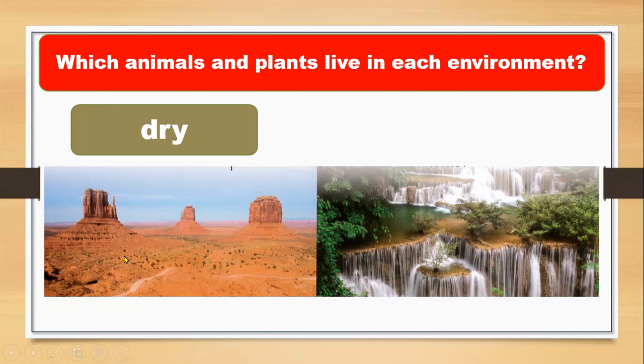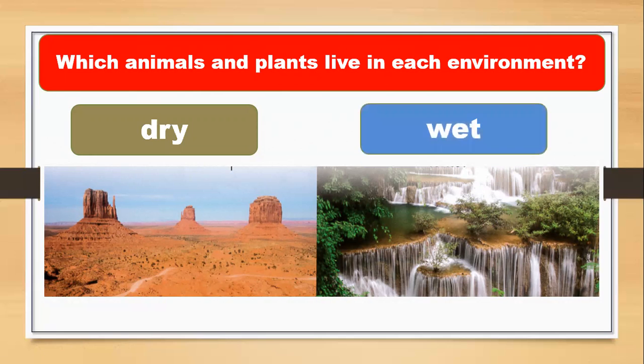Which animals live in the dry place? You know, camel, some snakes, and small insects. Some animals live in the deserts, and some animals live in wet places. Wet places like water: fish live in the water, dolphins, sharks, and some snakes live inside the water. So these are the animals.